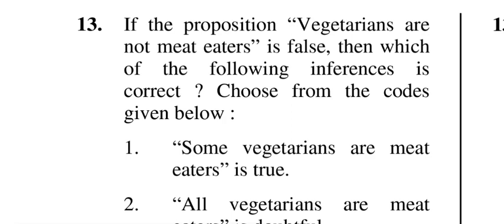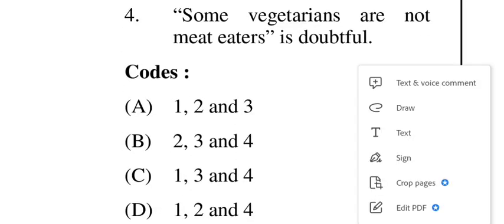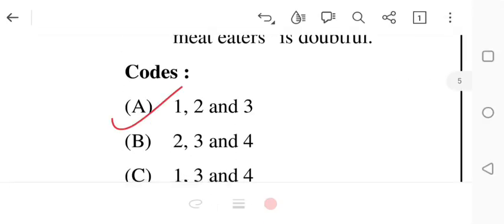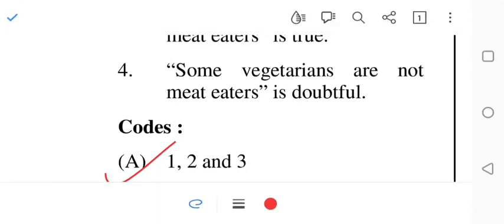That will be 1, 2 and 3 are correct. The rest are not correct, only one. Some vegetarians are not meat eaters is doubtful. This is wrong.